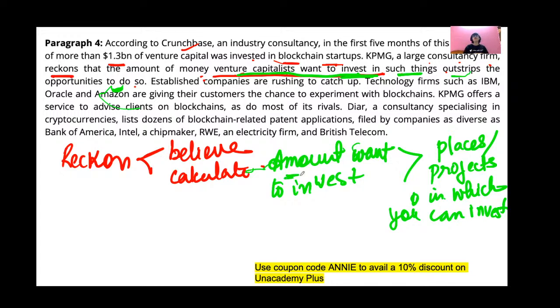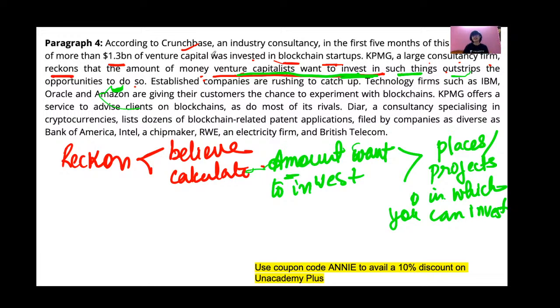Okay, this means the amount you want. Suppose you have 5,000 rupees with you and you want to buy clothes with it. Okay, but shopping malls are not open, so where will you invest this amount? You don't have any place to invest. So the amount you want to invest outstrips the opportunities to do so.